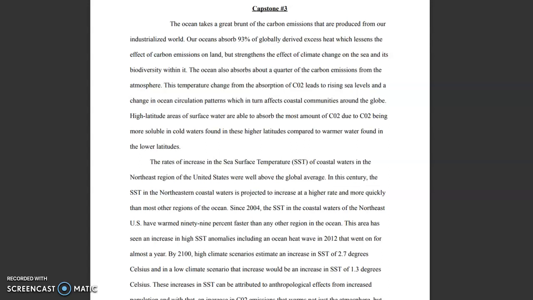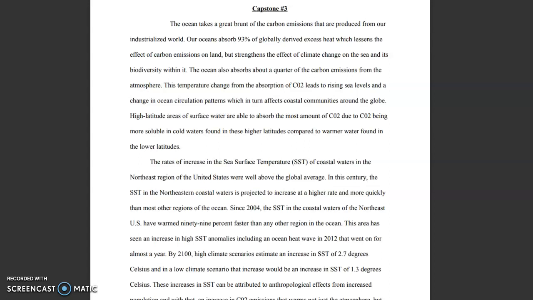The ocean also absorbs about a quarter of the carbon emissions from the atmosphere. This temperature change from the absorption of CO2 leads to rising sea levels and a change in ocean circulation patterns, which in turn affects coastal communities around the globe.